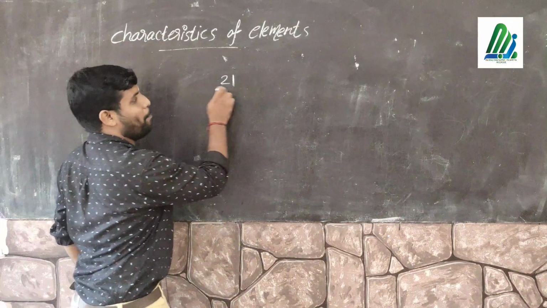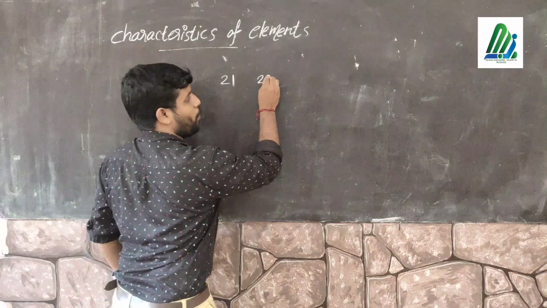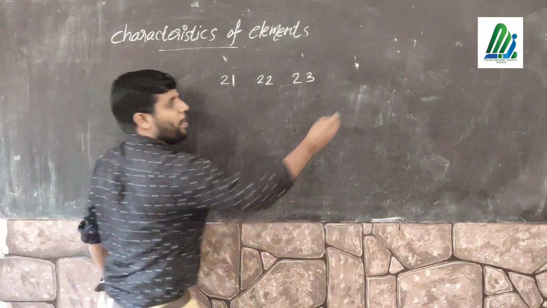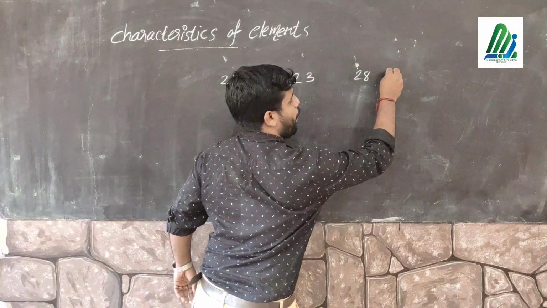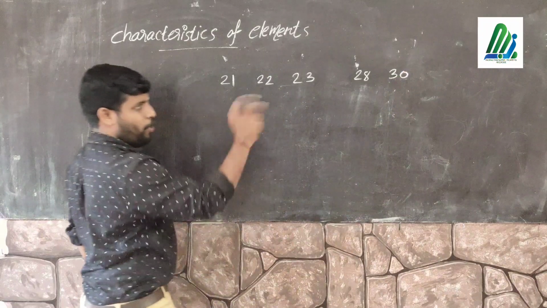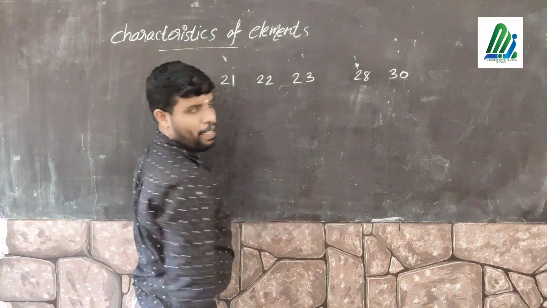But we want to discuss the similarity in period. So take 21, 22 and 23, just the 3 elements, okay? And also we can take 28 and 30, because 24 and 29 are special cases. You just randomly take the elements 21, 22, 23, 28 and 30.